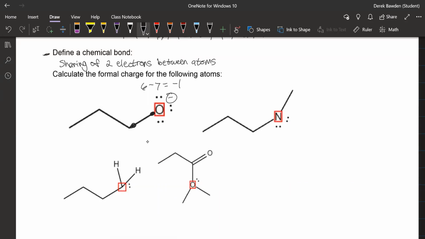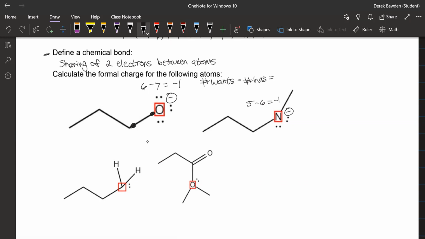Does that make sense to everybody? So we always want to do the number of electrons it wants minus the number of electrons it has. That gives us your formal charge. All right, let's talk about nitrogen. How many does nitrogen want? 5, right? Okay, so it wants 5. And how many does it have? 6, right? Has 6, so that's going to give us a -1. This has a negative charge on it.